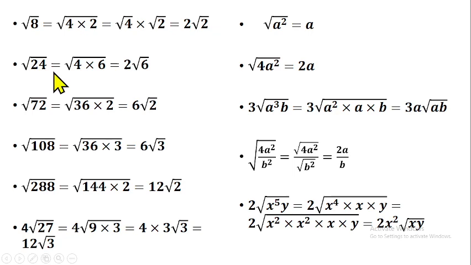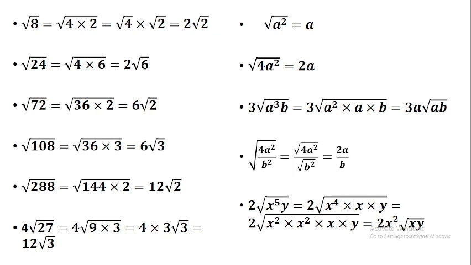By the time you get yourself used to this simplification of square roots, you can tell the answer often without even writing it down. What is square root of 12? Square root of 12 is 2 square root 3. What is square root of 24? Square root of 24 is 2 square root 6. What is square root of 8? Square root of 8 is 2 square root 2. You are simplifying them based on the understanding you have on how to simplify square roots. Are we there now? Let's move on.